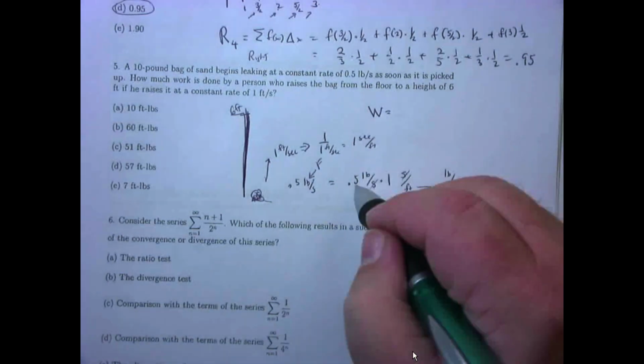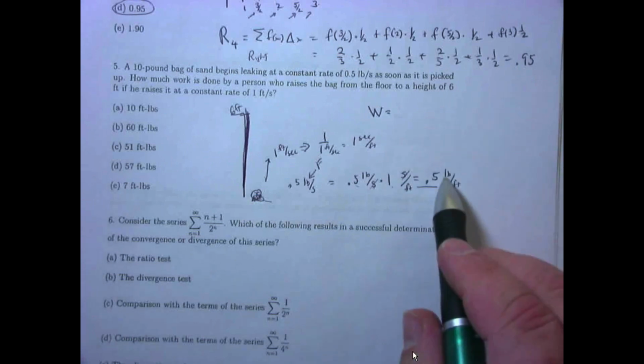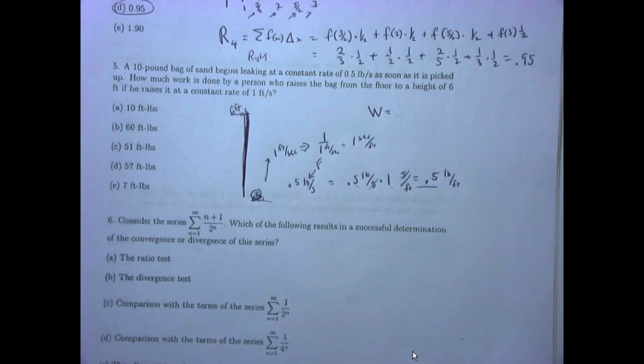But what do you end up getting here? What's 0.5 times 1? 0.5. So it's going 0.5 pounds per foot. So 0.5 pounds per foot is actually how much stuff I'm losing. Every foot that I raise it up, I'm losing 0.5 pounds. Does that make sense? All right.